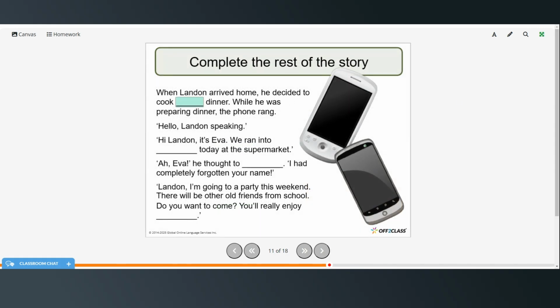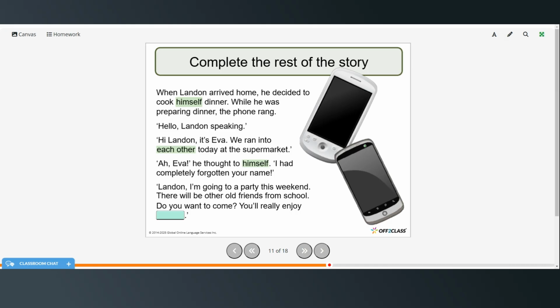When Landon arrived home, he decided to cook himself dinner. While he was preparing dinner, the phone rang. Hello, Landon speaking. Hi, Landon, it's Ava. We ran into each other today at the supermarket. Ah, Ava, he thought to himself. I had completely forgotten your name.